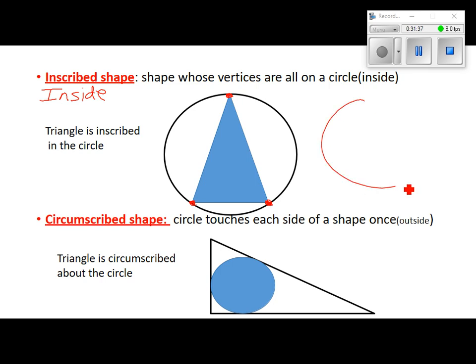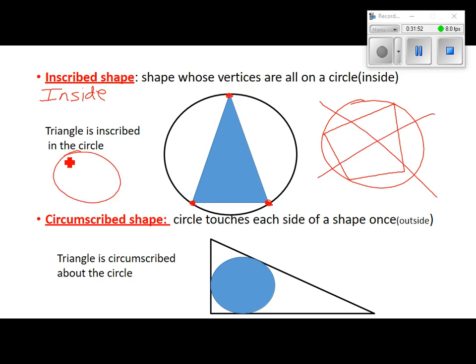So if I had a shape of some quadrilateral, and I did this, is that quadrilateral inscribed in that circle? No, because one point's not touching. It's not inscribed. All the corners have to touch it. So I could take some pentagon, and if I could draw better, they all touch.